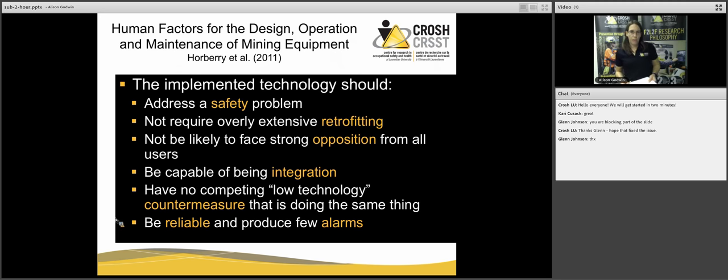So capable of being integrated, that goes back to the second point. Have no competing low technology countermeasure that is doing the same thing, so not trying to replicate all efforts that are already there. It needs to be a fully implemented and integrated solution. And then be reliable and produce very few alarms. That goes back to getting buy-in from the user. A system that goes in and leads to lots of false alarms does not induce a feeling of trust within the system. There's a tendency for users to ignore it.